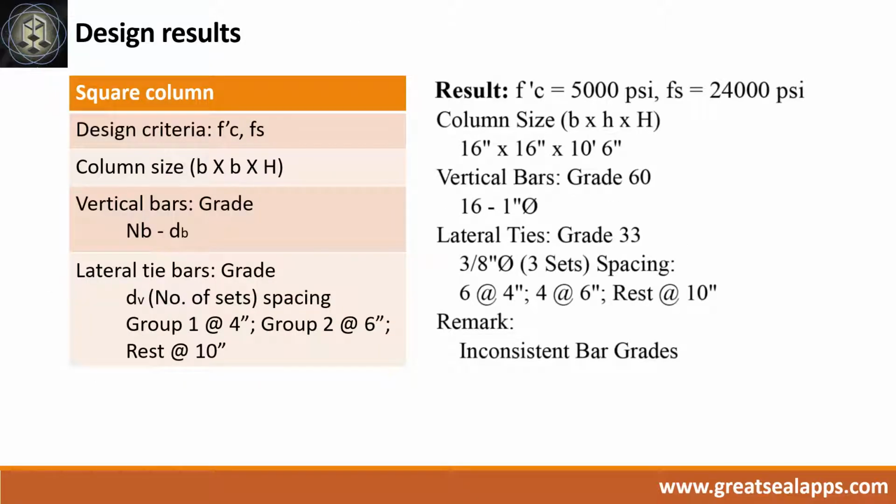Design results are as follows: f'c equals 5000 psi, fs equals 24,000 psi, column size is 16 inches by 16 inches by 10 feet 6 inches, vertical bars of grade 60, 16 pieces 1-inch diameter bar, lateral ties of grade 33, 3/8-inch diameter bar, 3 sets spacing, 6 at 4 inches, 4 at 6 inches, rest at 10 inches.